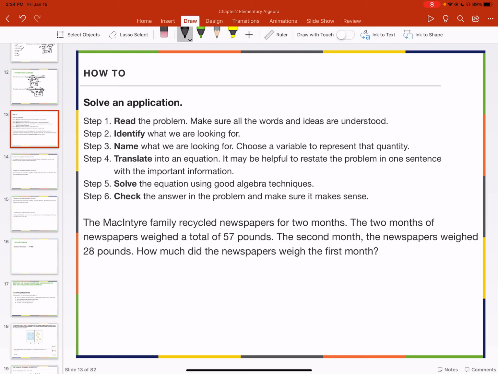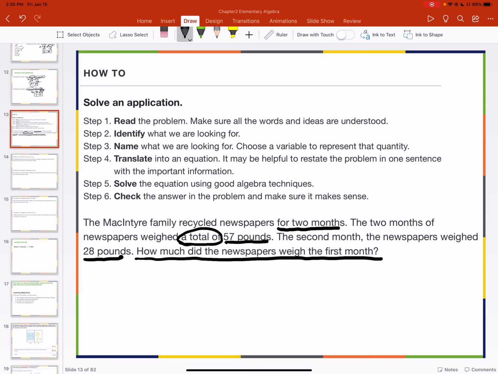Okay, so you have here the McIntyre family recycled newspapers for 2 months, okay? That seems important, I'm going to underline that. The 2 months of newspapers weighed a total of 57 pounds, okay? The second month, the newspaper weighed 28 pounds. How much did the newspaper weigh the first month? Okay, so we've read the problem. We see what they're trying to tell us.